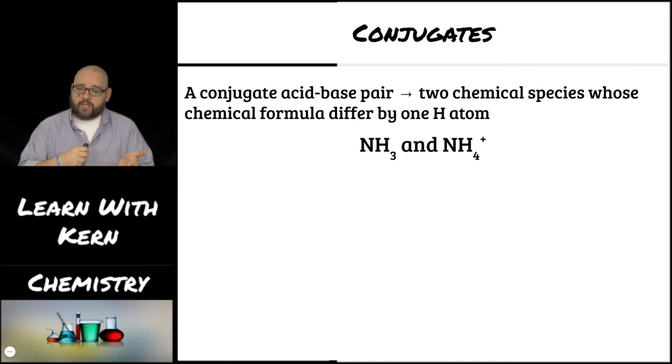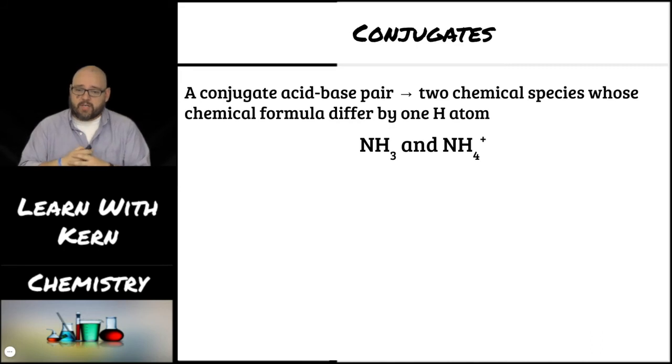So let's look at some examples of that. NH3, or ammonia, and ammonium, NH4+. You'll notice that there's one extra hydrogen on the NH4, and so the NH3 is a base. It accepts a proton and becomes NH4+, an acid. It can now donate a proton. So that's an acid-base conjugate pair because NH3 is a base that accepts one and becomes an acid that it can now donate.